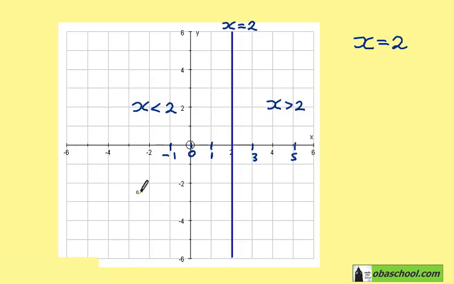So the line x equals 2 splits the plane into 3 regions. The line itself is x is equal to 2. To the right of the line is x is greater than 2, and to the left of the line is x is less than 2.